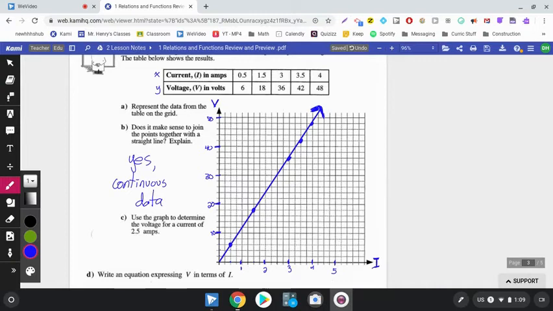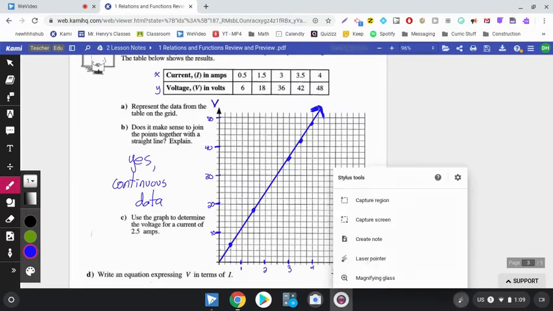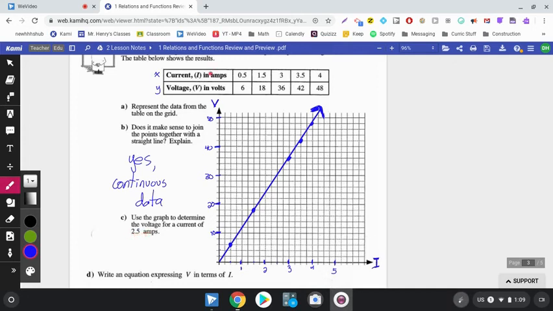Okay. Then there's something interesting. It says use the graph to determine the voltage for a current of 2.5 amps. Well, this is something called interpolation, and it's where I say if a point exists on a graph, I could find its x-coordinate or its y-coordinate. So if it gives me the amps, 2.5 amps, that's the I or that's the x-axis. And I'm going to find that 2.5 would be right here. So what you're saying is what point on my line has a value of 2.5 amps?